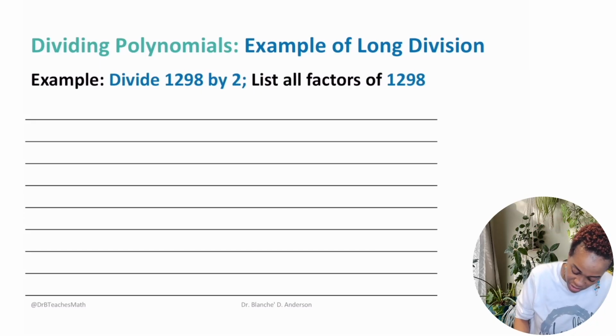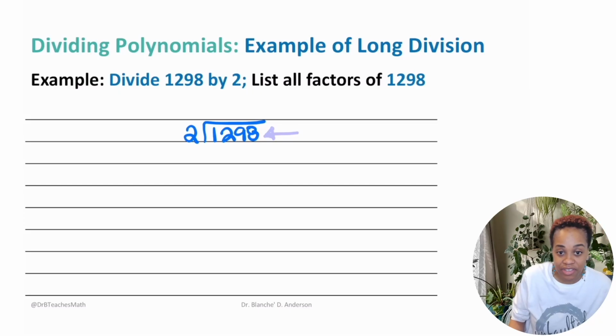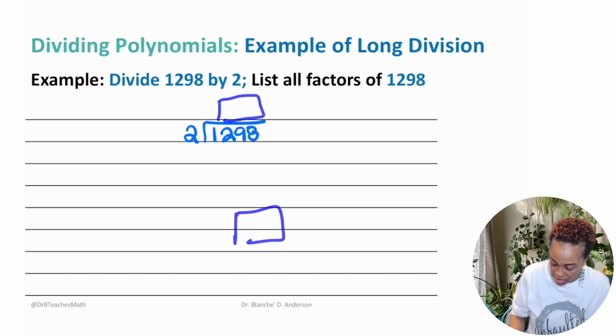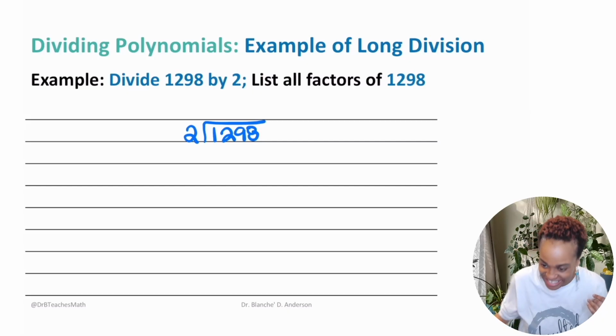Y'all remember how we wrote it? You would take your 2, right? And then you would say 1298 like that. Y'all remember? So remember, this is our dividend, the number being divided. This is our divisor, the number doing the dividing. Remember, your quotient ended up here, and then depending on how far down you go to your answer here, this was going to be your remainder. Y'all remember that? This is gonna be fun.